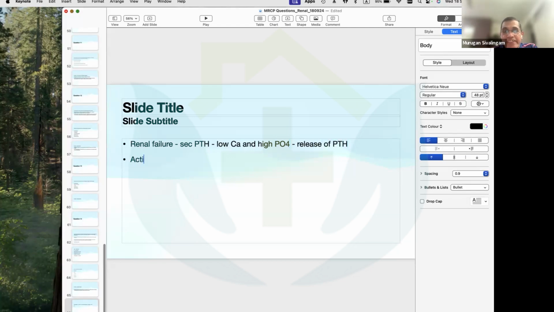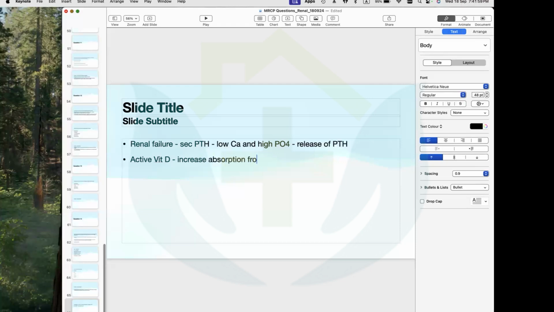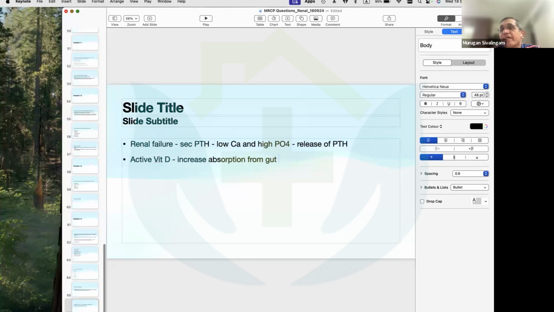Second thing is that active vitamin D has two jobs. One is it increases the absorption of calcium and phosphate. Where does it get absorbed? From the GI tract, the small bowel. Because there is not enough activity, you are not able to absorb calcium and phosphate. The second thing it does is act as a negative feedback on PTH. That active vitamin D is calcitriol, 1,25 dihydroxycholecalciferol. Got that?